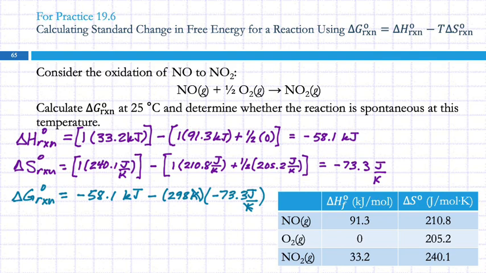But here's where we need to be careful, because this is kilojoules, and that's joules. So I think it's easier to just put it into joules, and kilo means times 10 to the third. So there we've got joules. So negative 58.1 times 10 to the 3 minus 298 times negative 73.3.